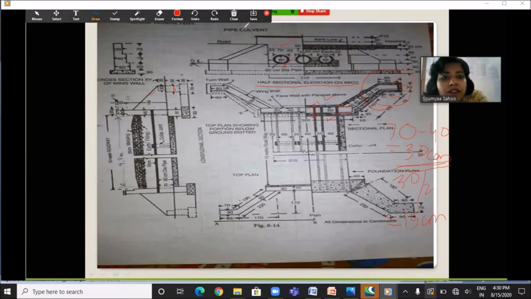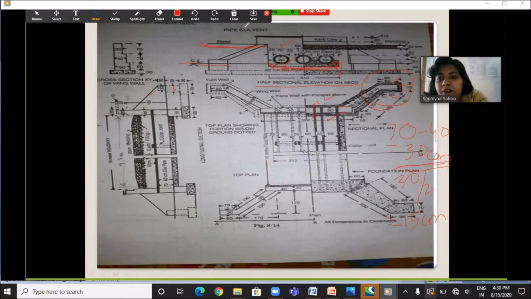And you can see here the stone pitching is provided. Below the pipe, this is the stone pitching provided to prevent erosion. And here you can see the curved line. The road line is given here. This is the ground level.